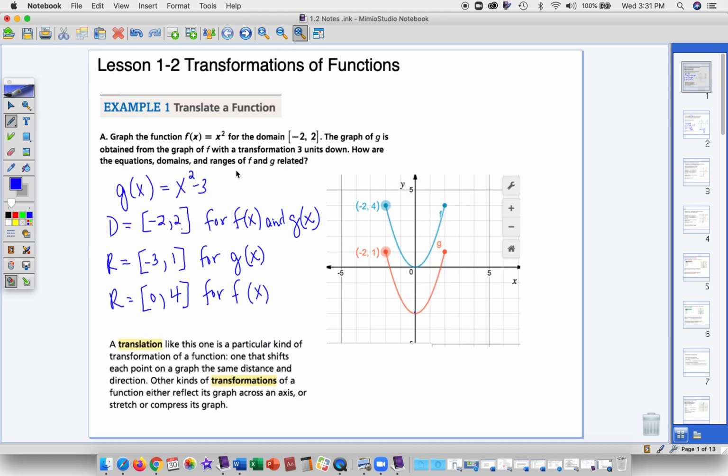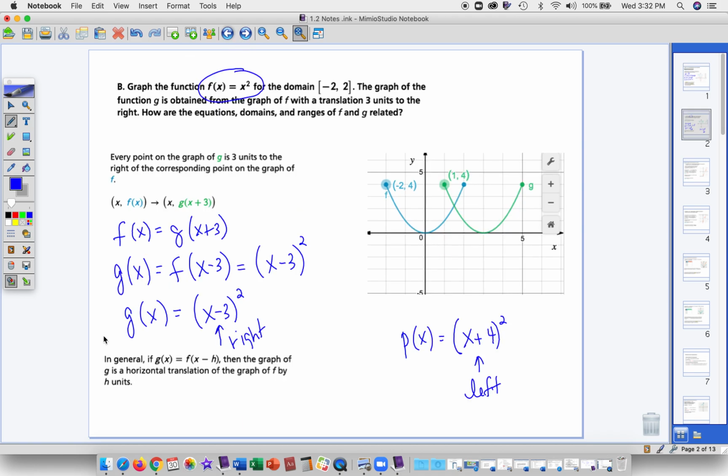Whereas with vertical shifting, when this was x squared minus 3, it was exactly what we think, right? Minus 3, we think negative direction, and the graph did drop down by 3 units. So for vertical, if you're adding a constant, the graph moves up. If you're subtracting a constant, it moves down. For horizontal, if you're subtracting, then it moves to the right. If you're adding, it moves to the left.